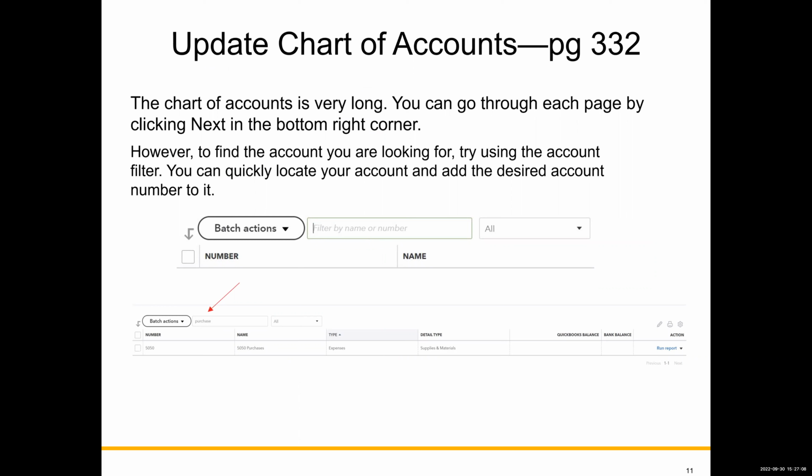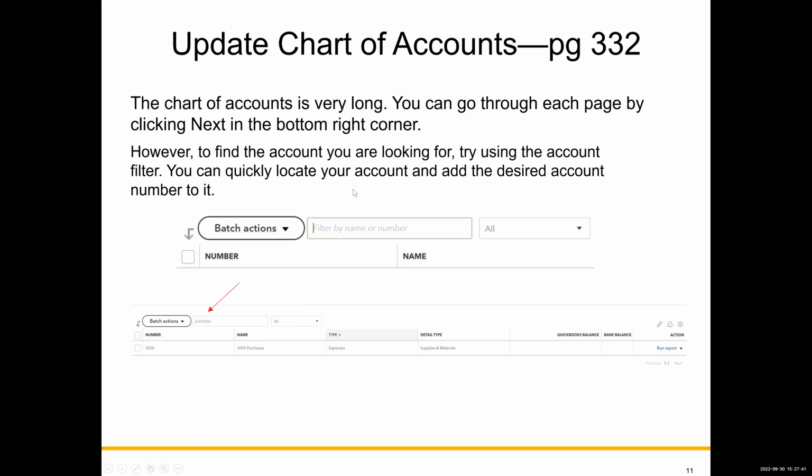Here we go. On page 332, this is when they want you to add some of those numbers, right? Like the inventory asset 1,300 and cost of goods sold 5,000. They want you to do purchases for 50/50. Now I did it myself, and I found it to be difficult to go through all of the pages. The chart of accounts is very long, and you can go through each page by clicking next at the bottom right hand corner.